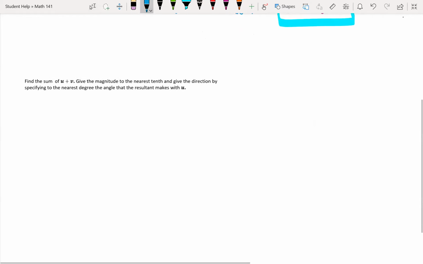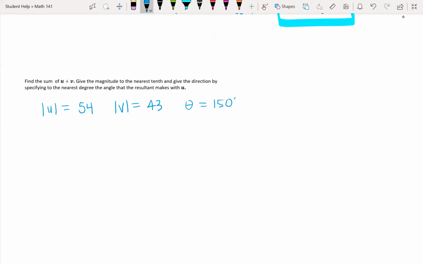So for our first example, let's suppose that we're given that vector u has a magnitude. When we have these absolute values, that gives us the magnitude or the length or the strength of a particular vector. Our vector u is 54 in magnitude, and vector v is 43 in magnitude. And the angle between the two vectors is 150 degrees.